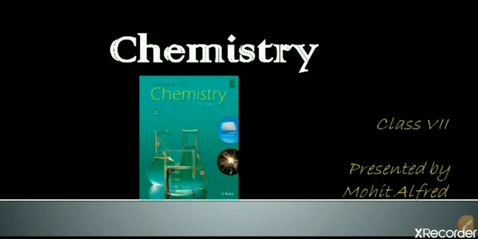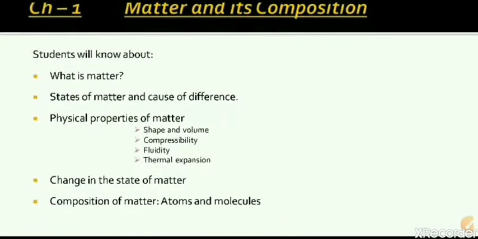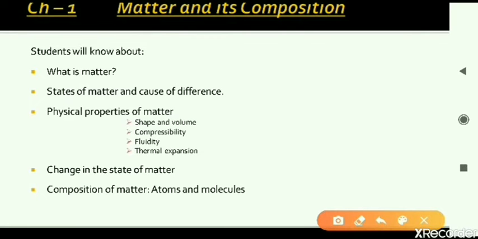This is part 3 for chapter number 1. We were discussing chapter 1, matter and its composition. The topics we have completed till now are what is matter. We have discussed the different types of matter, solid, liquid and gas, and their cause of difference, that is intermolecular force and intermolecular space. Then we have seen all the physical properties, and till the last class we have seen the changes in the state of matter, that is how solid to liquid, liquid to gas, and vice versa change in state of matter is done.